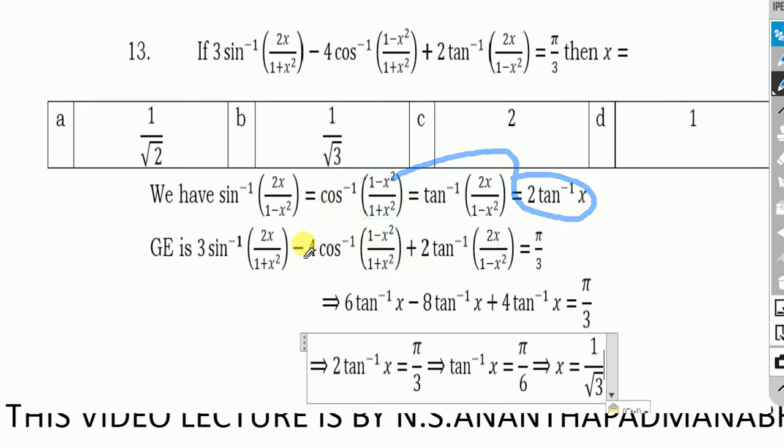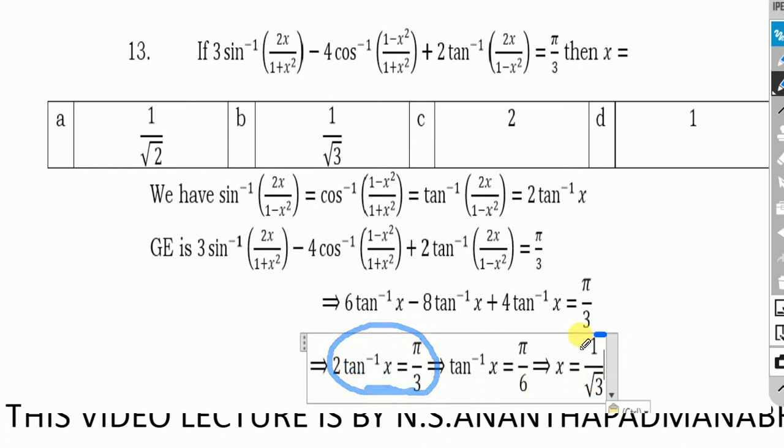Therefore I have 4 into 2 tan inverse x is equal to 8 tan inverse x, and 2 into 2 tan inverse x, since tan inverse of 2x by 1 minus x square is nothing but 2 tan inverse x. Therefore 2 into 2 tan inverse x is 4 tan inverse x, which is equal to pi by 3. Therefore 6 plus 4 is 10, 10 minus 8 is 2 tan inverse x, which is equal to pi by 3, or tan inverse x is pi by 6 here. So 3 2s are 6 here, that is tan inverse x is pi by 6.